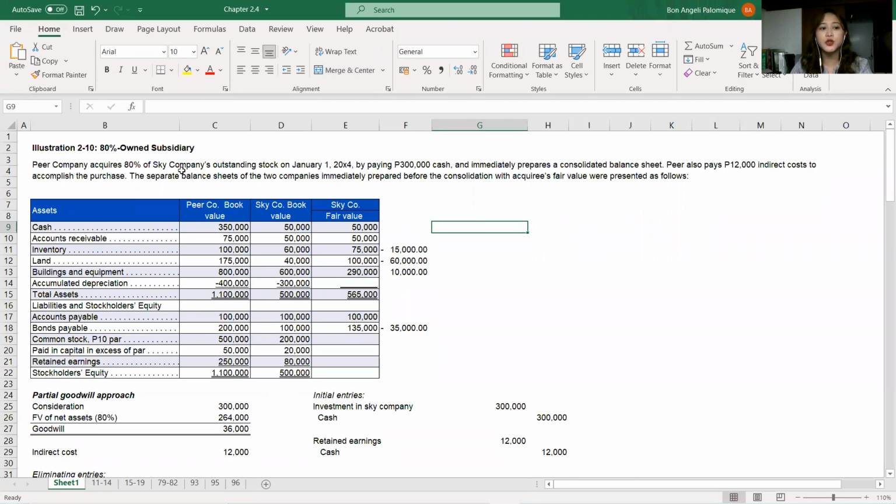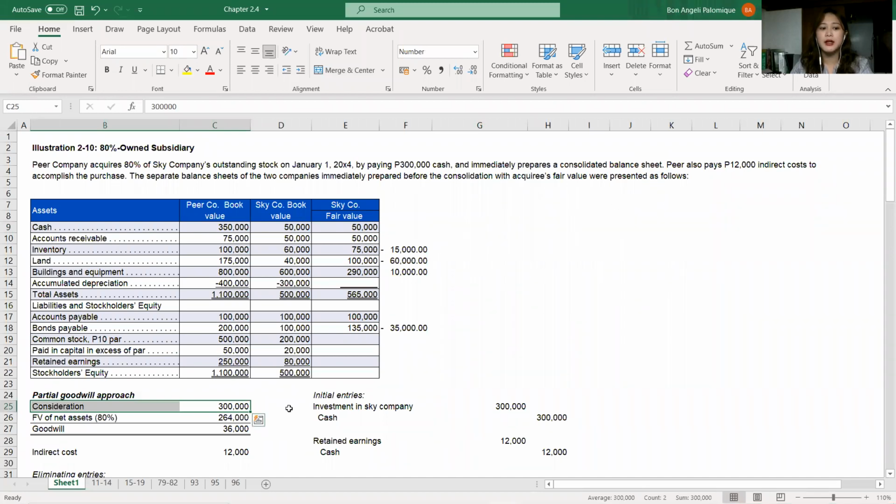Okay, so for illustration 2-10, si Peer, so remember siya si acquirer kasi bibilhin daw niya si Sky Company, which is si acquiree. 80% lang daw nun yung bibilhin niya. Magbabayad daw siya ng 300,000 cash. So, pag nabasa mo yun, sulat mo na agad yung consideration, 300,000. Tapos, magpe-prepare siya ng balance sheet.